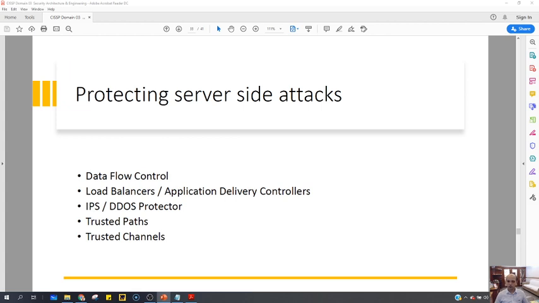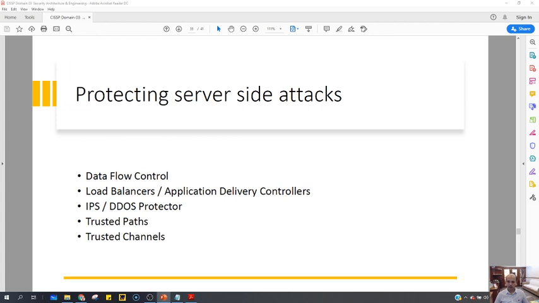So we can use an intrusion prevention system, or we can use a third-party DDoS protection or third-party web application security to protect from server-side attacks. Two more things we need to take care of. One is trusted path and the other is trusted channel. Trusted path helps us to protect data between a user and security controls such as a login window. So if we are giving any user a login window, then only the authenticated and authorized user can enter into the system. So we are creating a trusted path.